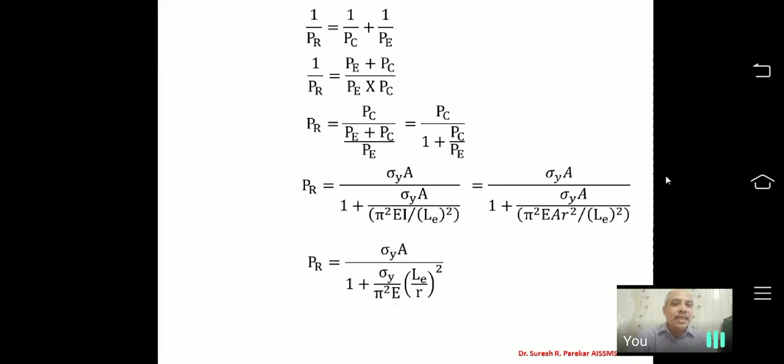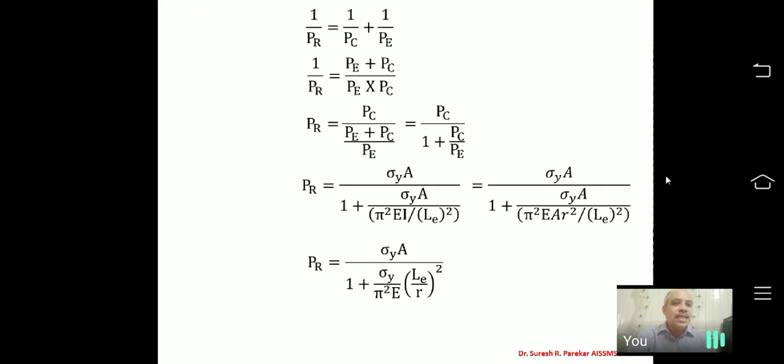Now we know we can write I in terms of A, because I is equal to A into R square, that is area into radius of gyration square. If I put this, then we get sigma y into A upon 1 plus sigma y, and that A in the numerator and denominator gets cancelled. That R square we will again take, that is in the denominator of Le, which gives me Le upon R whole square, and that modification gives me sigma y upon pi square E into Le upon R whole square.